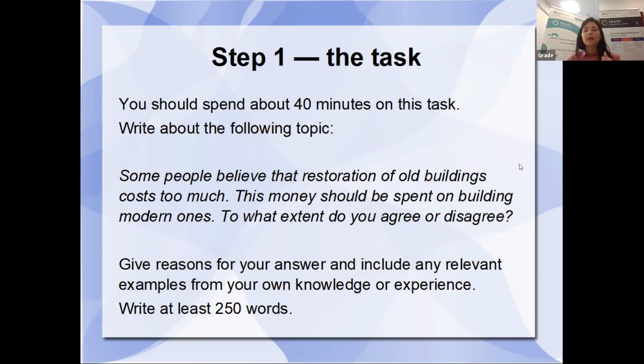So, think how you would paraphrase these first two sentences. Some people believe that restoration of old buildings costs too much and this money should be spent on building modern ones. Think how you would paraphrase those. Yeah, repairing, of course. Now, Ludmila, just making sure, because there were cases when people thought about restaurants.